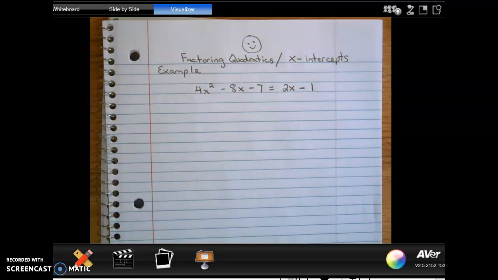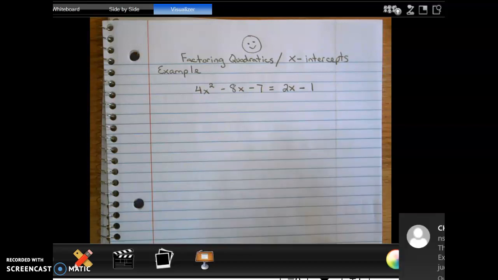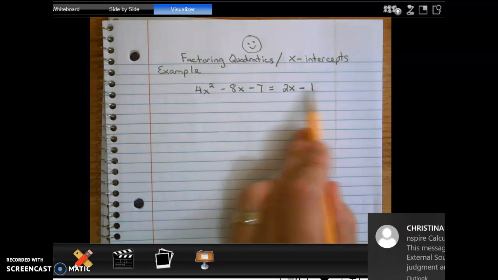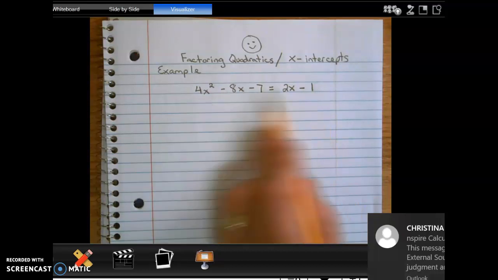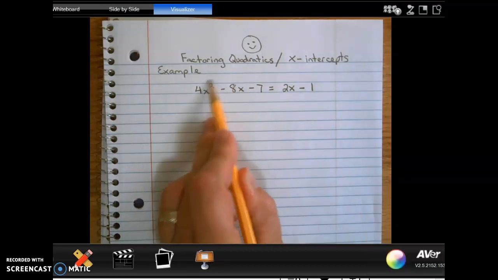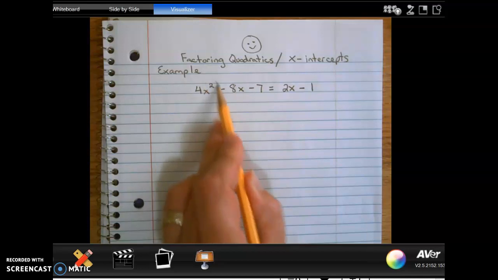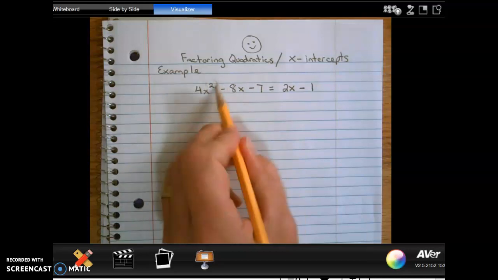I'm going to quickly go over this topic with you that you're working on throughout this week, and it is on factoring quadratics and then finding the x-intercepts. So remember, when you have a quadratic, we know this is a quadratic equation, first of all, because the highest exponent is a 2. That's called the degree of the polynomial.